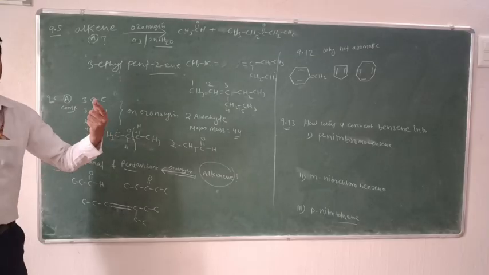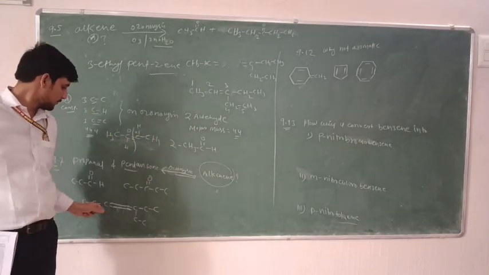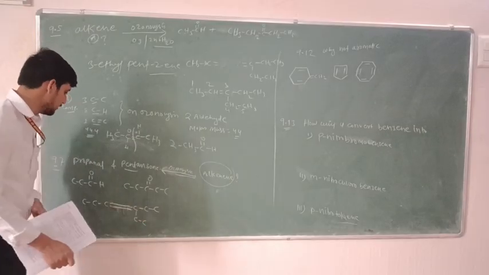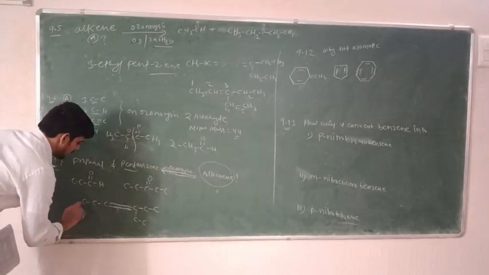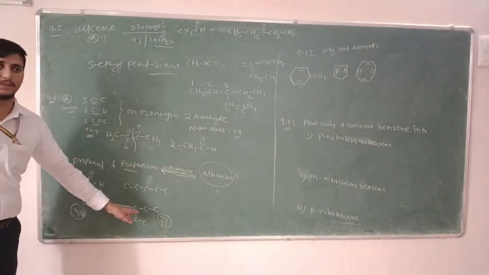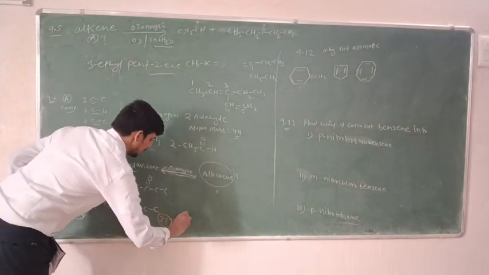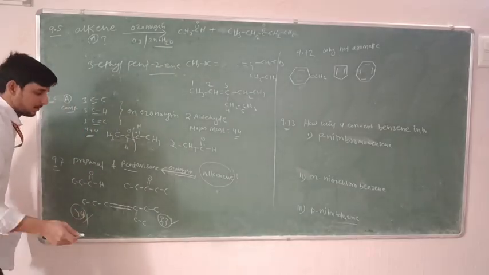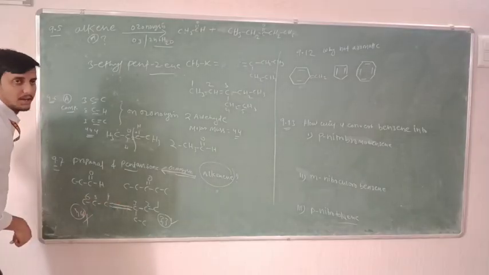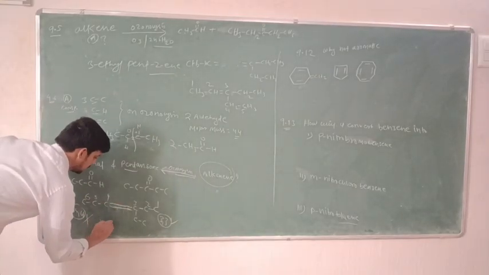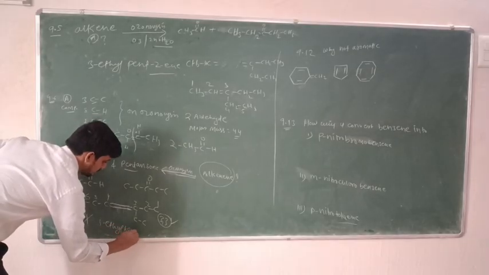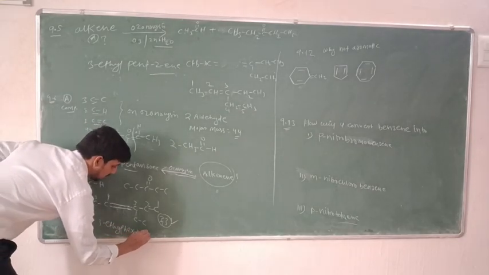Now for the branch, the lowest locant of the branch. 1 2 3 4. From this side 4, and from this side, 3 4 on this side and 3 3 on the other. Which one is the lowest locant? 3 3. So this one is correct, this one is incorrect. So 1 2 3 4 5 6. What is the name of this alkene? 3-ethylhex-3-ene.